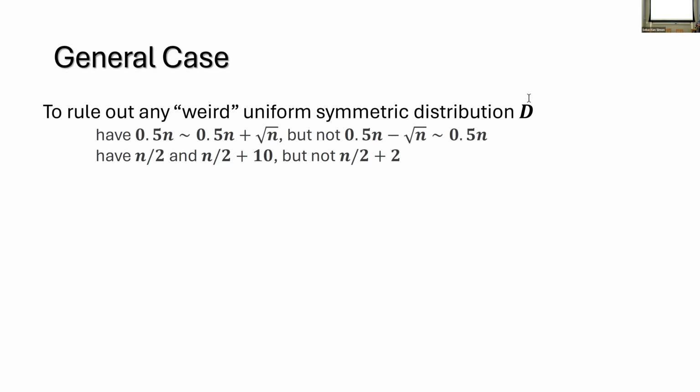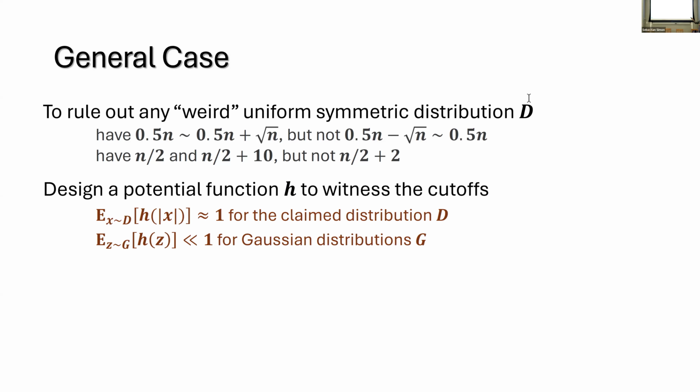Or maybe you single out the Hamming weight n over 2 and n over 2 plus 10, but skip over all the Hamming weights in the middle. A Gaussian distribution will not do that. So any such kind of phenomenon should not happen.